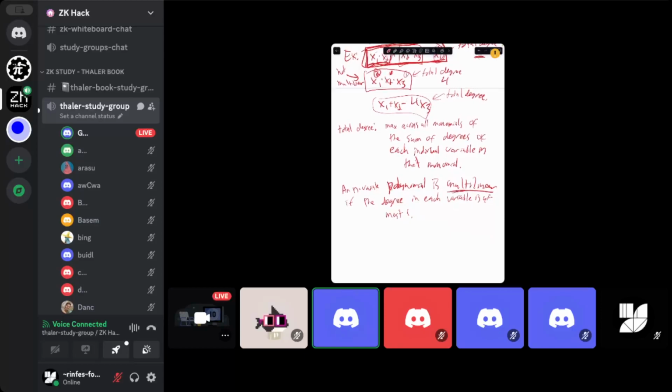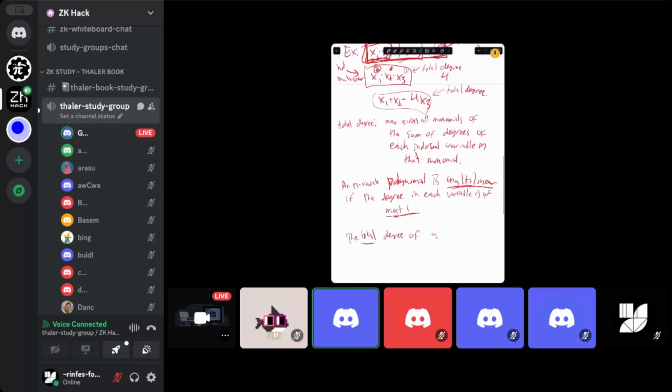So multilinear is referring to degree at most 1 in each variable, but the total degree of a multilinear polynomial in n variables can be up to n. So the total degree of an n-variate multilinear polynomial can be up to n.